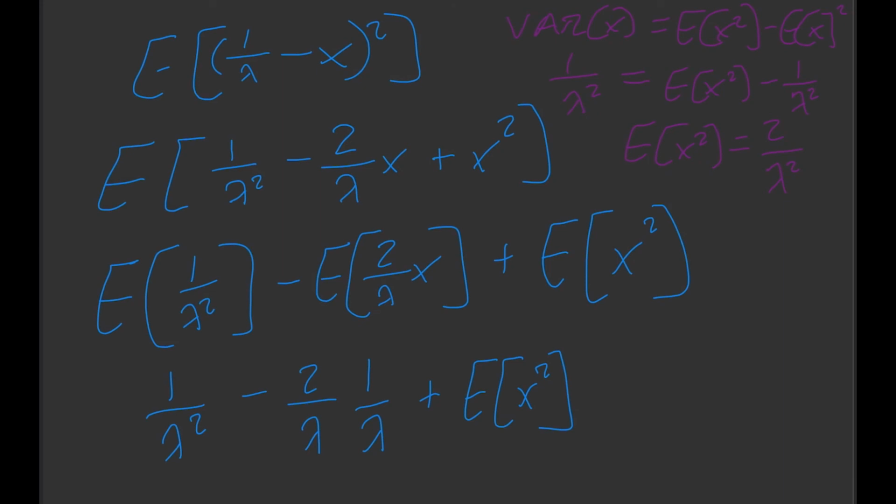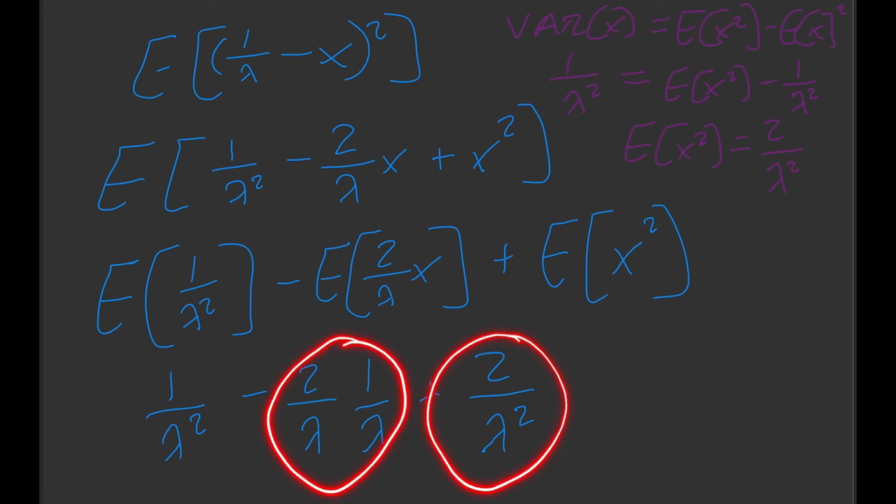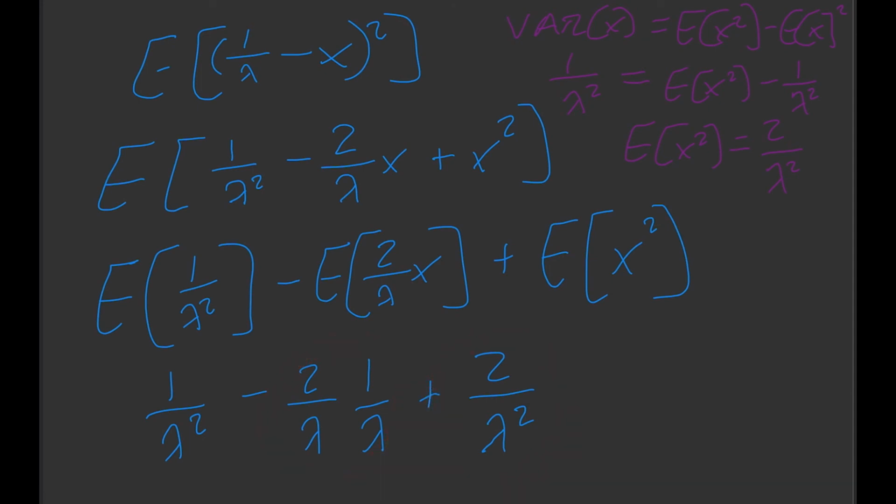So let's replace this with 2 over lambda squared, which we see is just the opposite of what we have here. So these two terms will cancel, and what we have left here for our Fisher information is the final answer of 1 over lambda squared.